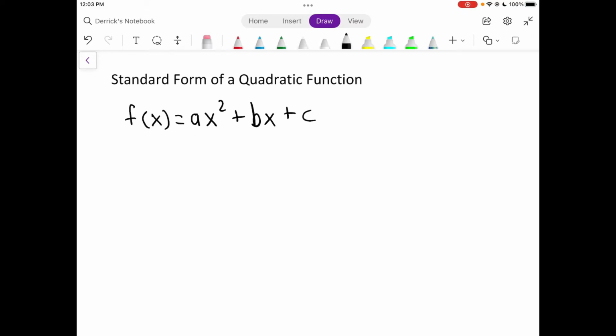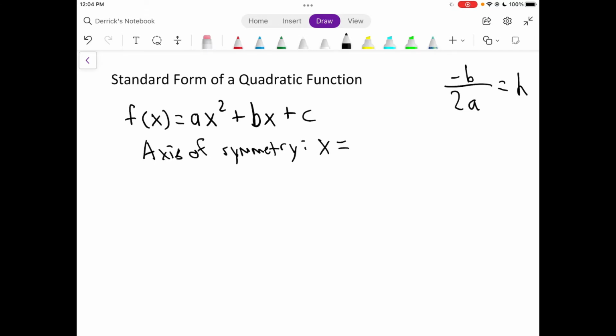Now the way we're going to do that is by using negative b over 2a. Negative b over 2a is going to be how we find specifically the h value. Negative b over 2a is how we'll find the h value. Now that applies to multiple things here, right? Because remember, our axis of symmetry is always x equals h. And so if our axis of symmetry is always x equals h, that means in the case of standard form, we can say our axis of symmetry is x equals negative b over 2a.